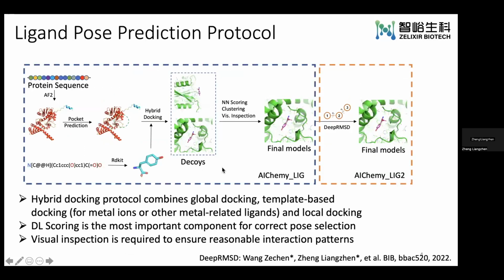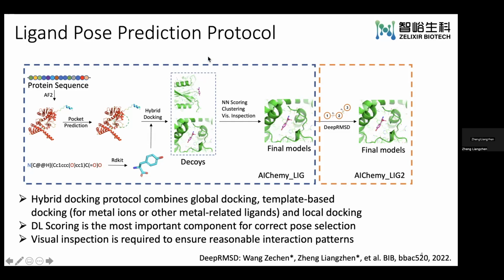Once we have the neural network-based scoring module, we construct a full ligand pose prediction protocol. The input is the AlphaFold2 structure prediction. Given a protein sequence, we use AlphaFold2 to predict the protein structure. Then we use the pocket prediction method PointSite to predict the pocket. Once we have the structure as well as the ligand binding site, we use a hybrid docking protocol to generate decoys. In this hybrid docking protocol, we combine global docking with local docking using Orthogonal, SMINA, as well as other docking methods like iDock, and a different scoring function used in SMINA.